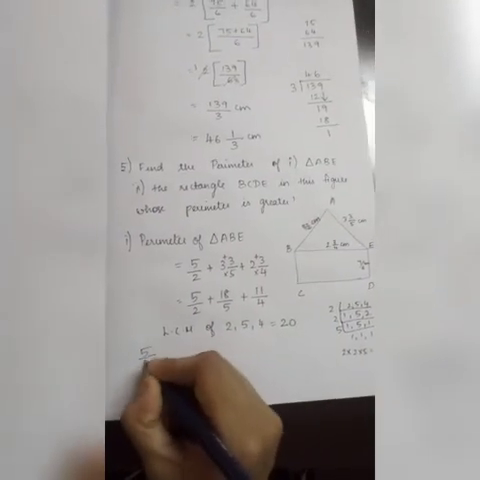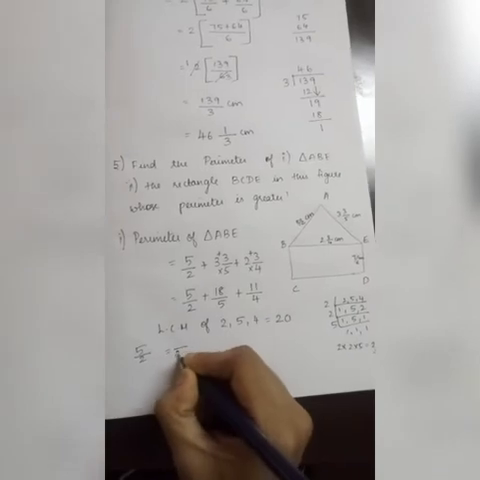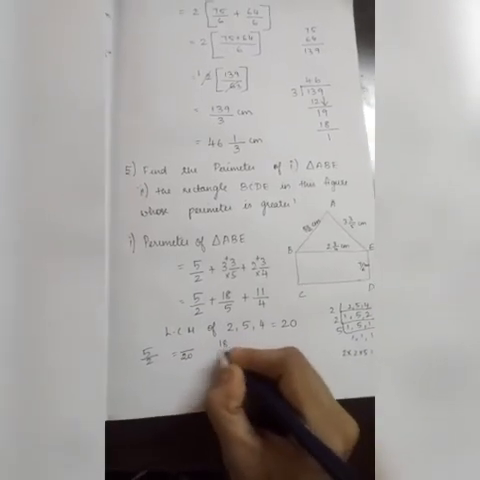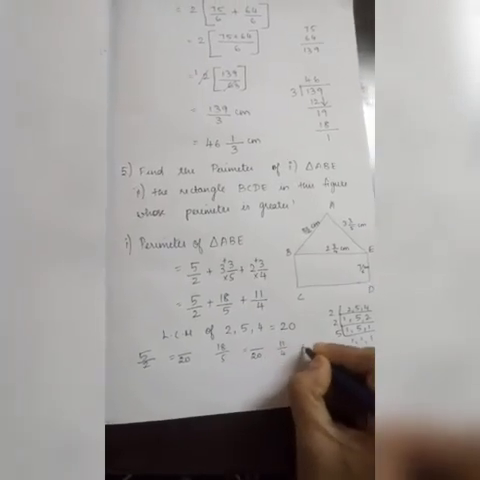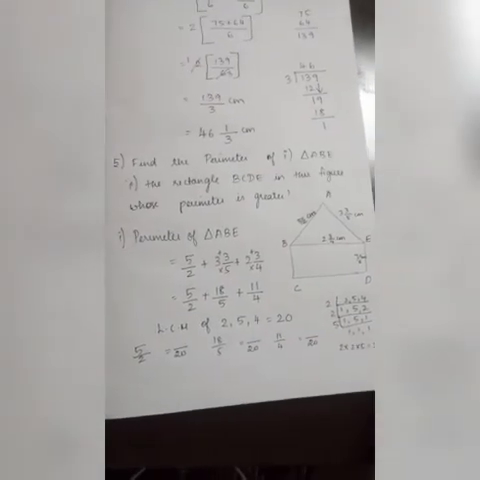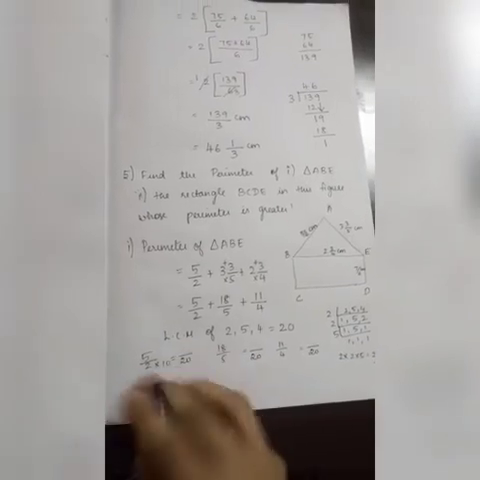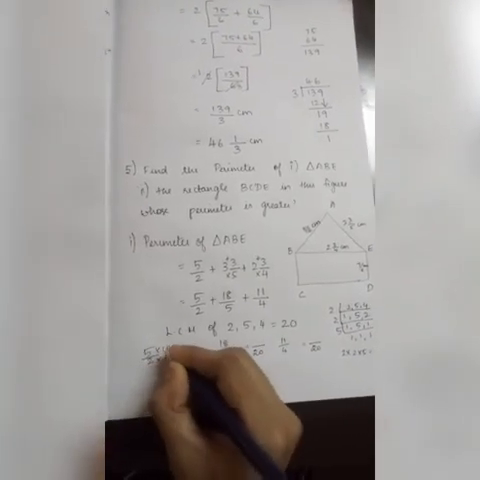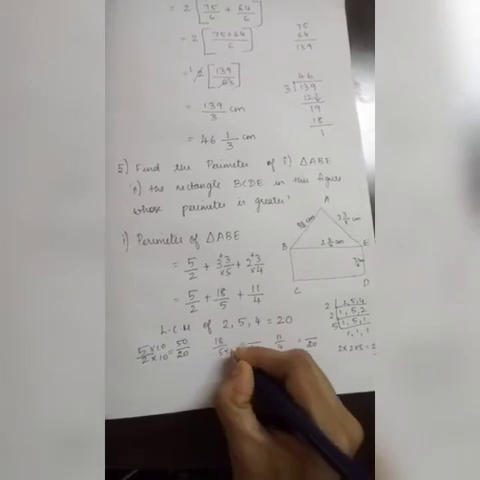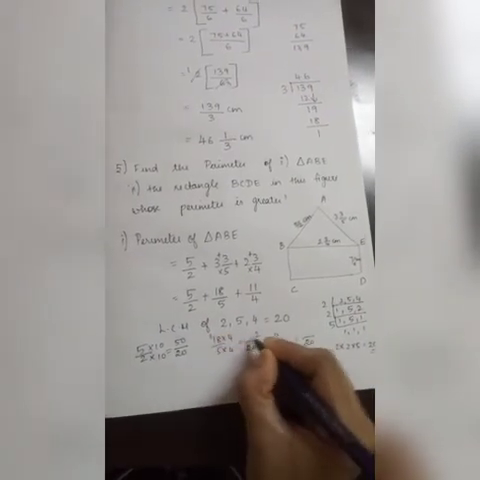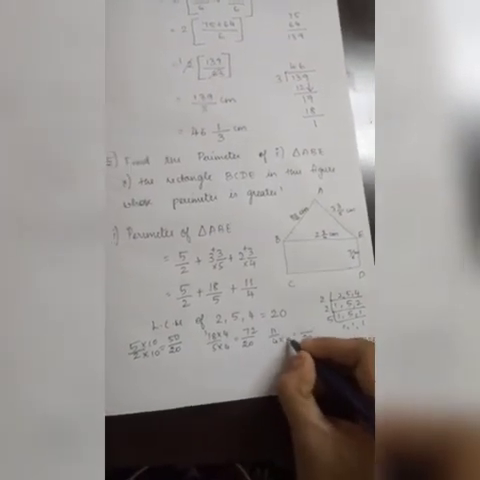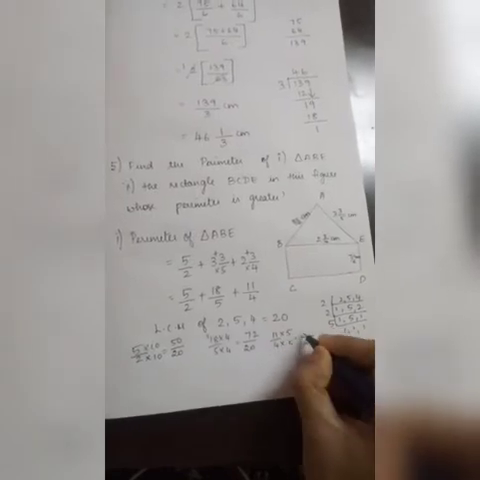Now 5 by 2, I want my denominator as 20. 18 by 5, I want my denominator as 20. 11 by 4, I want my denominator as 20. Now 2 tens are 20, so 5 tens are 50. 5 fours are 20, 18 fours are 72. 4 5s are 20, 11 5s are 55.